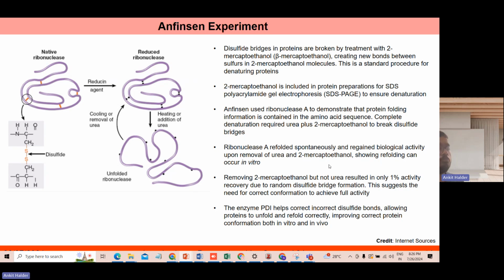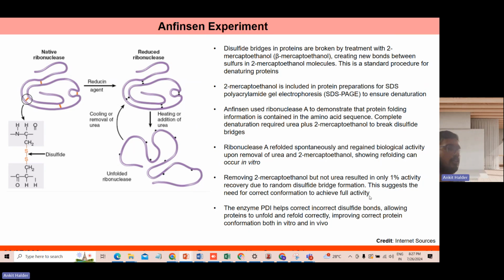So when you are using ribonuclease A, and the protein folding information is contained within the primary structure, when you remove the disulfide linkages, it will denature, and if you give urea, it will completely denature. But when you remove urea and 2-mercaptoethanol both, it will show refolding. But when you remove 2-mercaptoethanol but not urea, it will result in only 1% activity recovery due to random disulfide bridge formation. This suggests the need for correct conformation to achieve full activity.